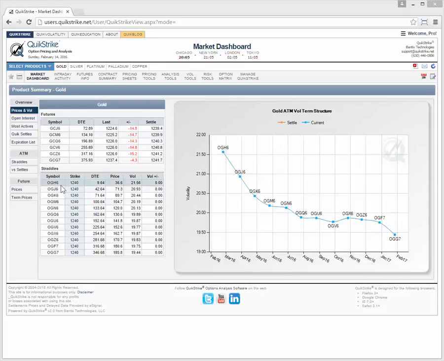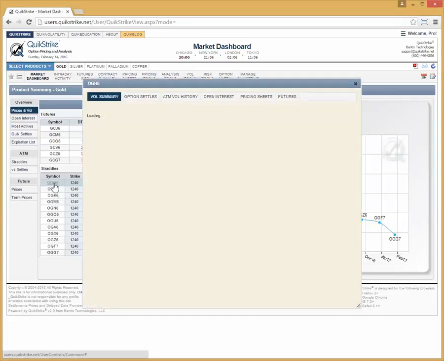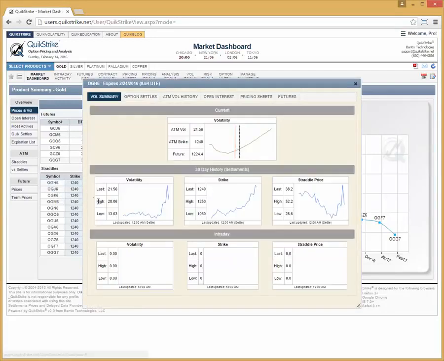So first off, the thing to keep in mind is anytime that you see a symbol, we can click on that symbol and get some more information, whether it be the futures pop-up or the expiration pop-up. So let's just take a look at the expiration pop-up and see if there's any historical data there. And there is. We see some simple stuff here in terms of the 30-day at the money volatility history, and then we also see some tabs up here.